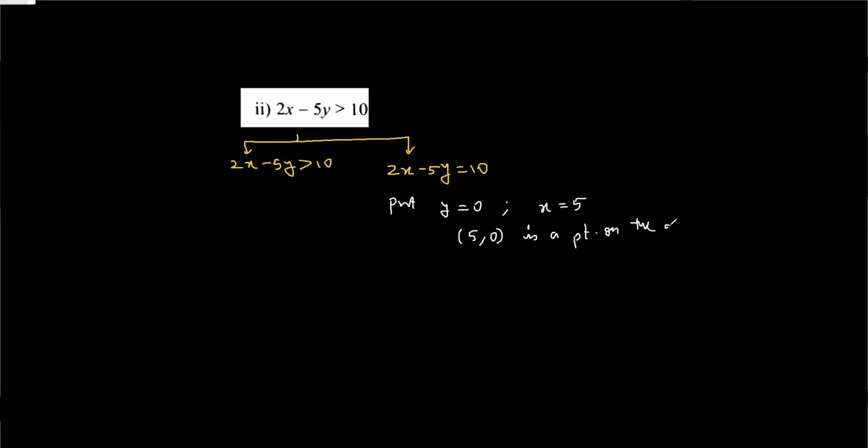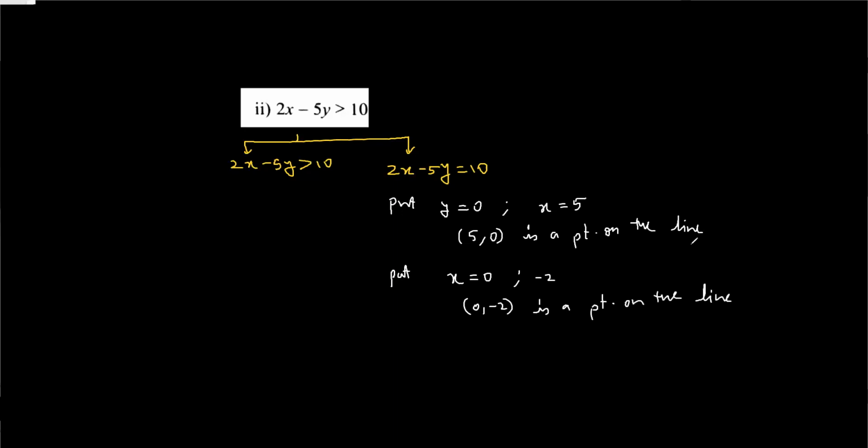You can say 5 comma 0 is a point on the line, or you can simply say the x-intercept of the line is 5. The line cuts the x-axis at 5. Now what I do, I'll put x equals to 0. When I put x as 0, I get minus 5y is 10, and this gets me y equals to minus 2. So I get 0 comma minus 2 is a point on the line.